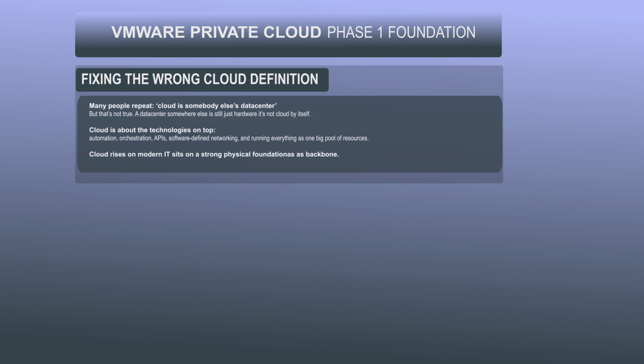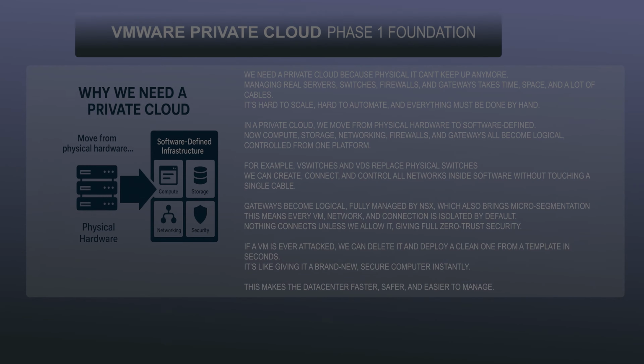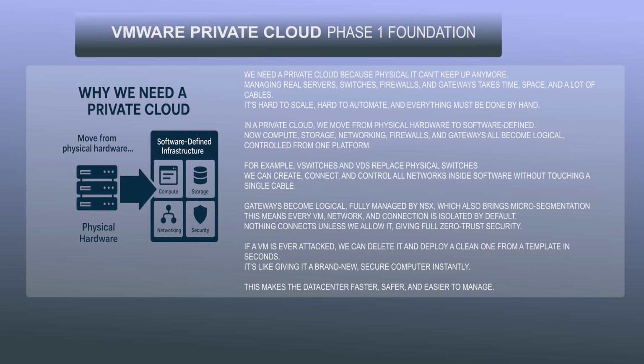Fixing the wrong cloud definition. Many people repeat, "Cloud is somebody else's data center." But that's not true. A data center somewhere else is still just hardware. It's not cloud by itself. Cloud is about the technologies on top: automation, orchestration, APIs, software-defined networking, and running everything as one big pool of resources. For that, we can say that cloud rests on modern IT, which sits on strong physical foundations as its backbone.